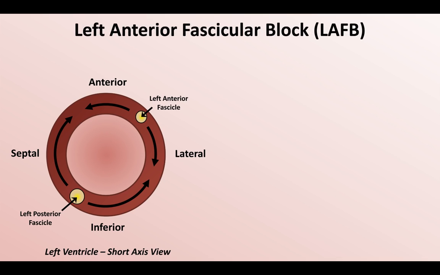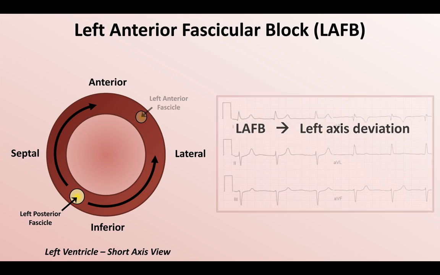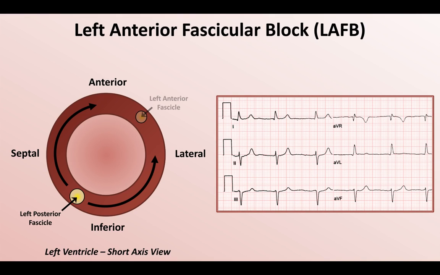In left anterior fascicular block, the myocardium is depolarized solely from an inferoseptal or inferomedial direction, which results in a left axis deviation. Here is what this looks like on EKG. Only the limb leads are shown because the precordial leads are typically not affected by this.